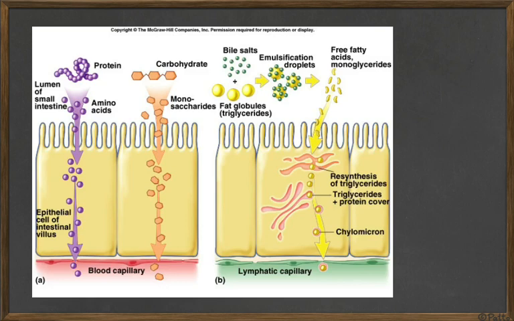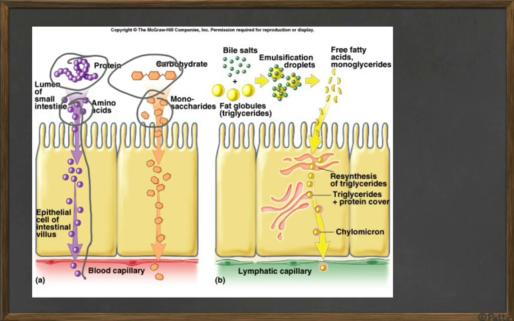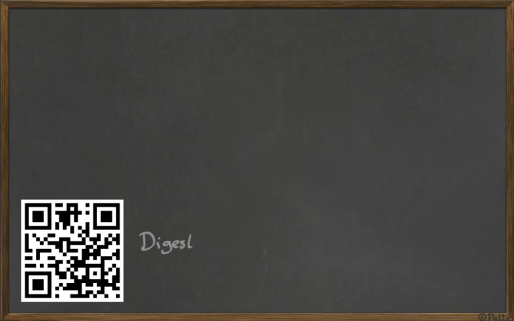Just putting things together here. Proteins are digested into amino acids. They are absorbed into the epithelial cell, which takes them to capillaries and into the blood. The same for carbohydrates: they are broken into monosaccharides that are absorbed and then go to the capillaries. And lipids are first emulsified with bile salts, then the enzymes are capable of breaking them down, and then the absorption takes them to the lymphatic capillary, or lacteal, as you know the name.